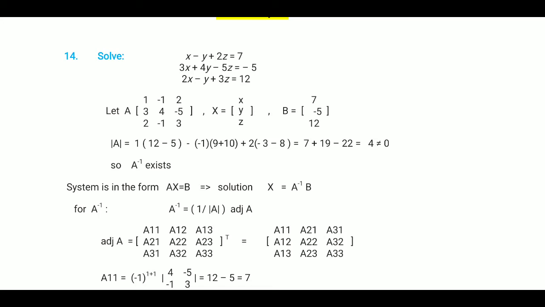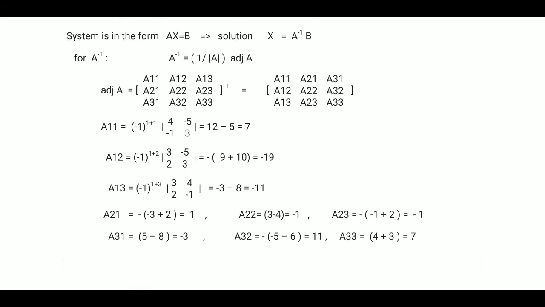So A inverse exists. Now the system is AX = B, so the solution is X = A inverse B. Now how will you find the adjoint of A? To find A inverse, because the first step is to find A inverse.